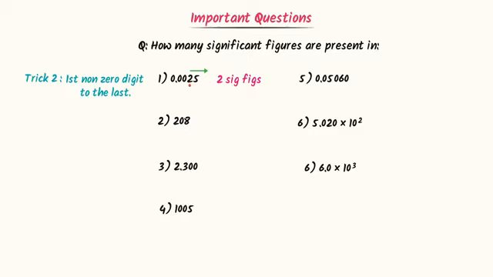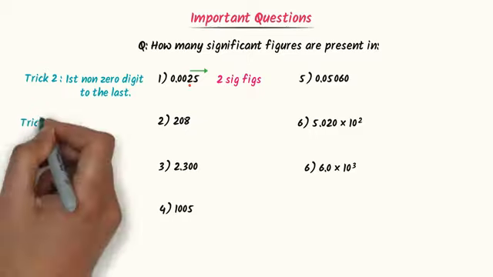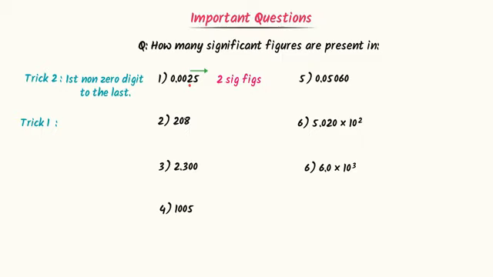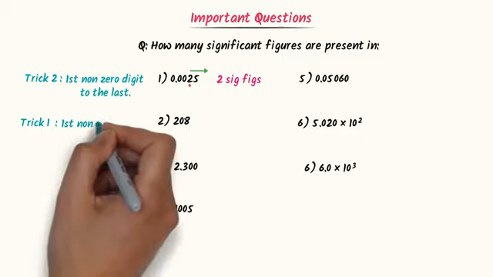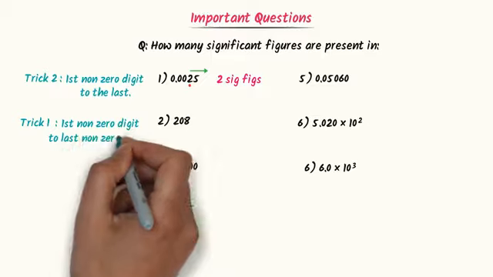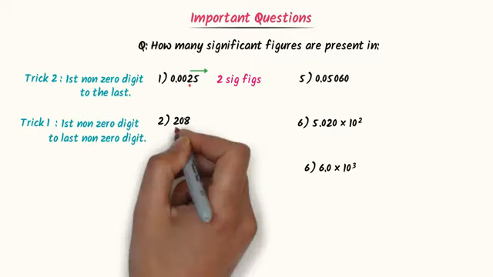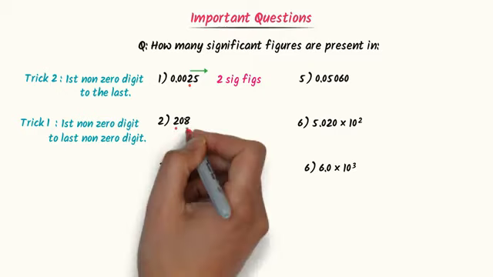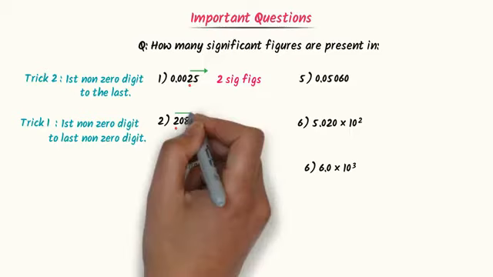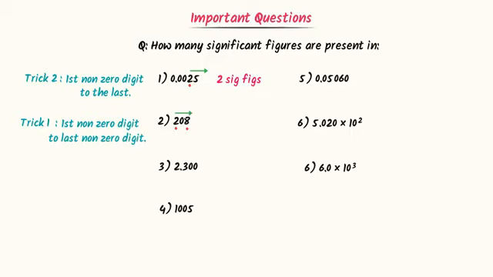This number has no decimal point. So we use trick number 1. Trick number 1 says, find the first non-zero digit and go up to the last non-zero digit. Count everything between them. The first non-zero digit is 2 and the last non-zero digit is 8. Count everything. 208. That is 3 significant figures.